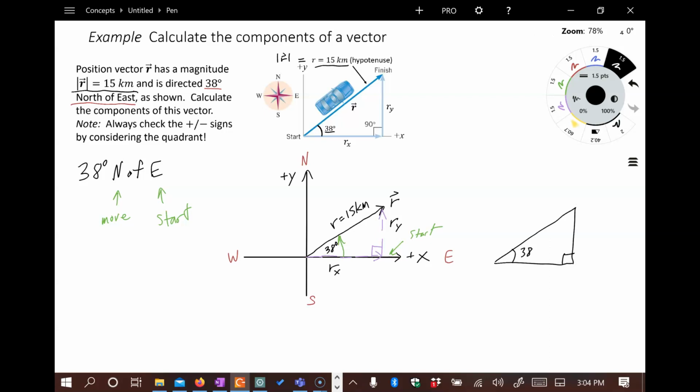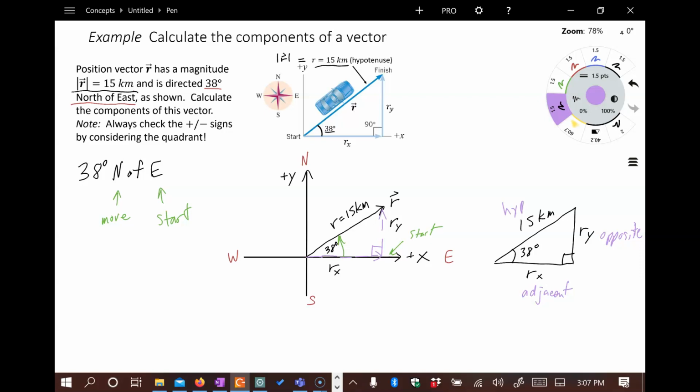38 degrees. We've got a hypotenuse, 15 kilometers, and we've got the Rx and the Ry. We're going to use trig to figure these things out, okay? So recall that this is the hypotenuse, this is the adjacent side, and this is the opposite side. So we'll use the trig functions to calculate Rx and Ry. And let's start with Rx.